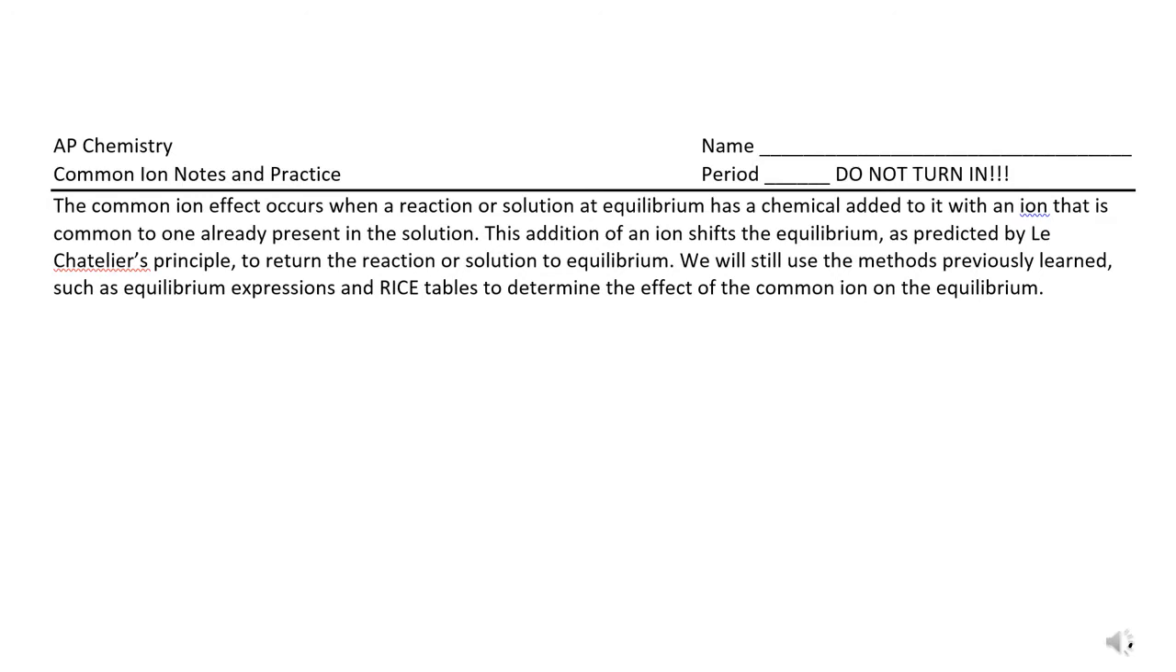So we're still going to use the methods previously learned in this unit, such as equilibrium expressions and Rice tables, to determine the effect of the common ion on our equilibrium. So we're going to take a look at a couple examples on how this works.